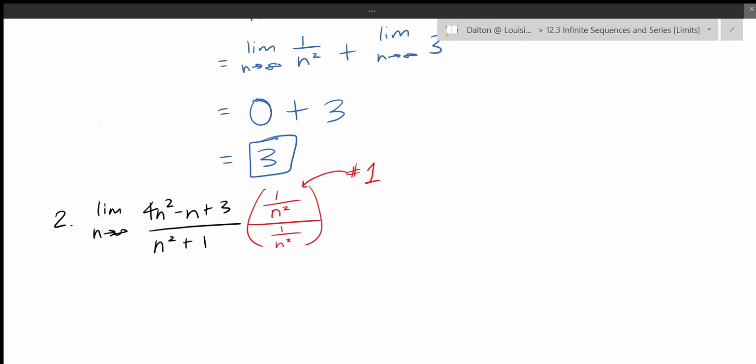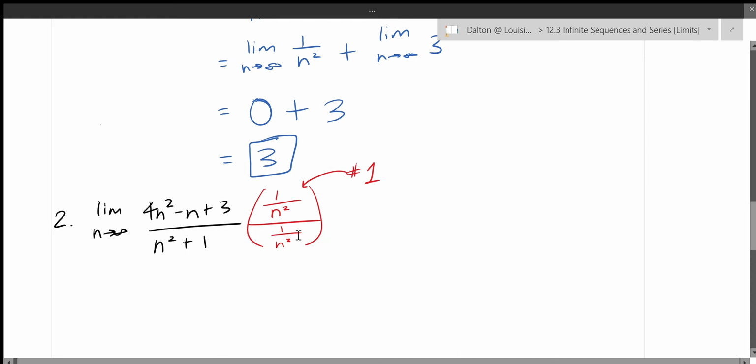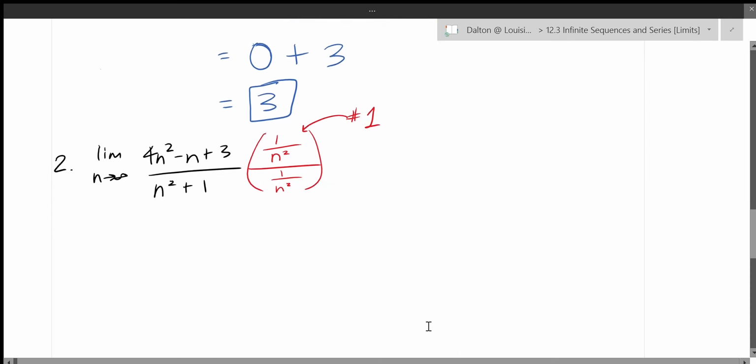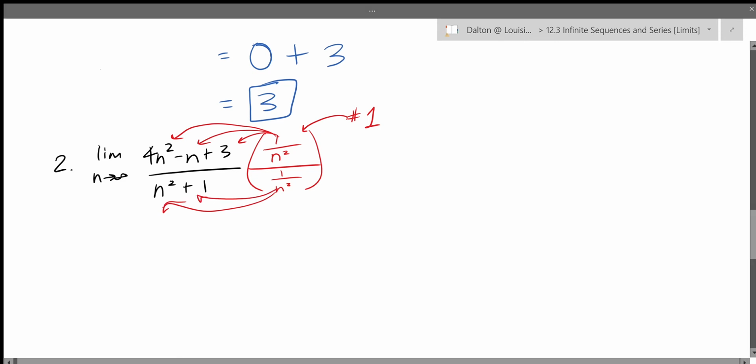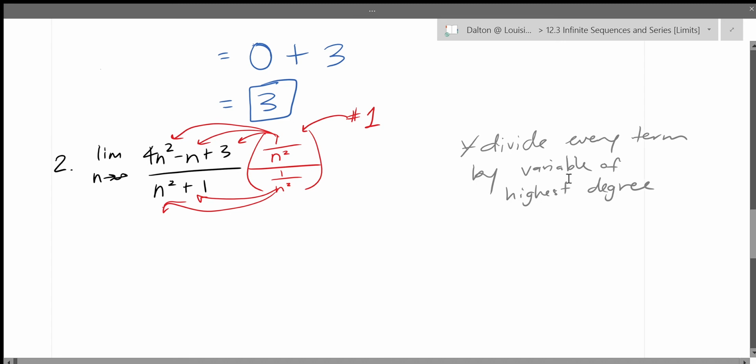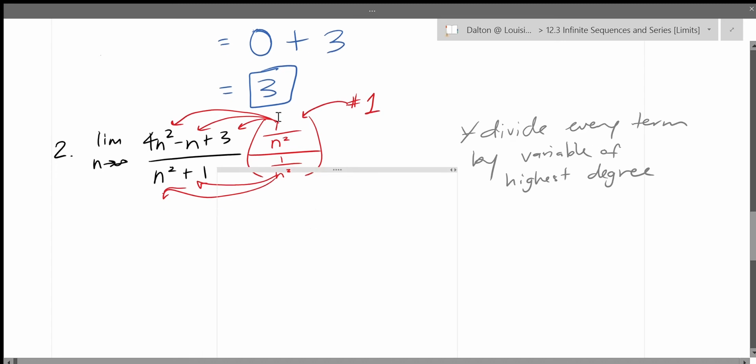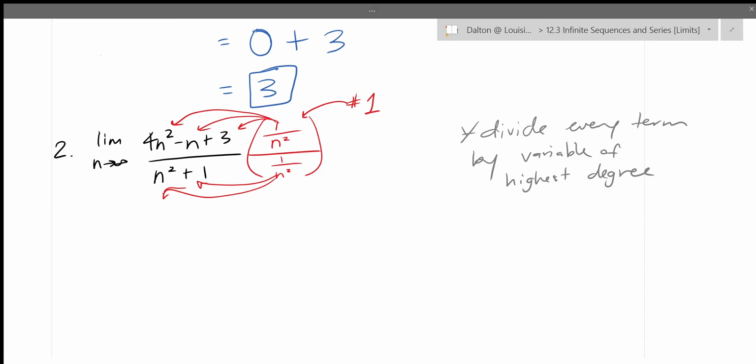So anytime I multiply something by the number 1, I'm not changing its value. We're not changing the expression, we're just going to make it look a little bit different. Then you're going to distribute that 1 over n squared to every single one of your terms. In short, the idea is that we're going to divide every term by a variable of highest degree. Because when you multiply by a fraction like this, since 1 is in the numerator, you are just dividing every term by n squared.